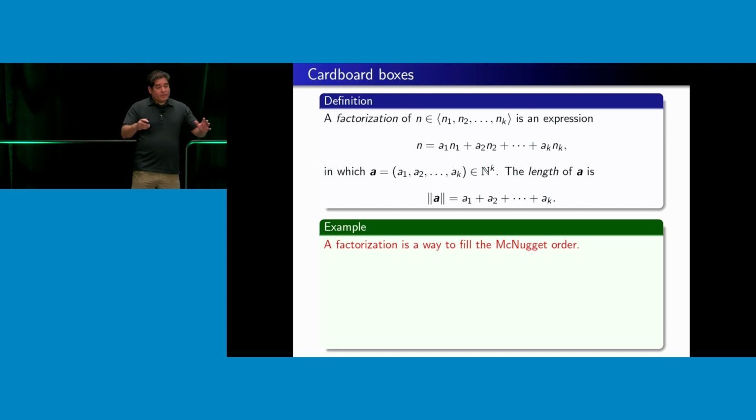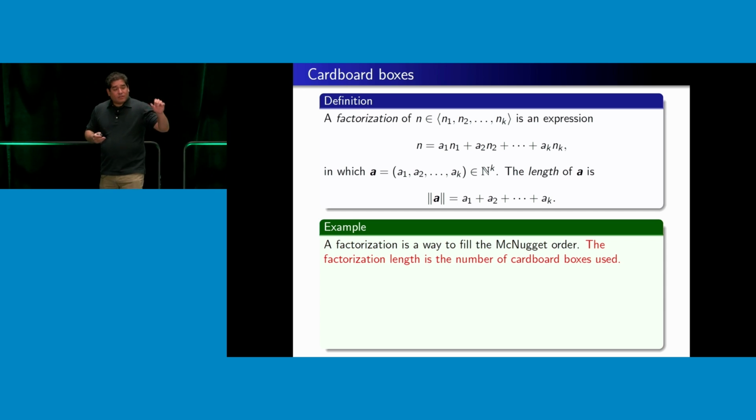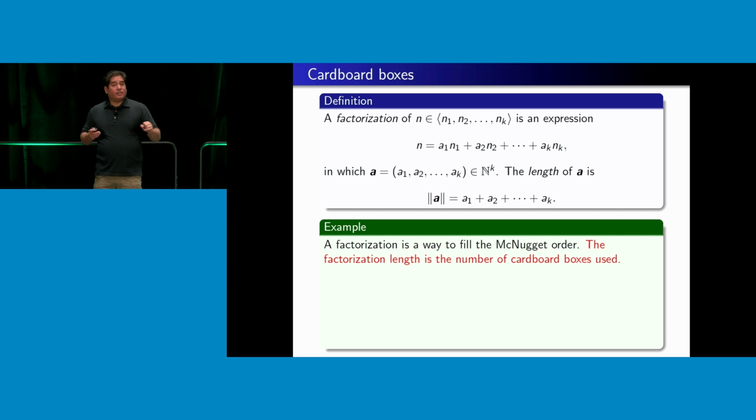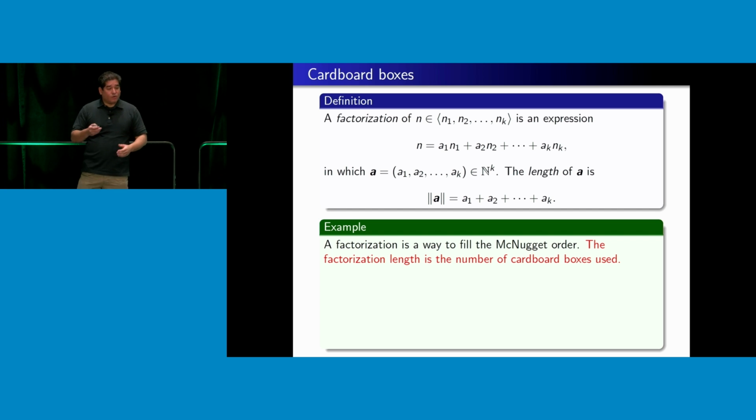And so the way you think about it is this. A factorization is a way for the cashier to respond and fulfill this order. And the factorization length, that is counting the number of boxes used when the cashier fulfills that order. So the factorization length is counting the number of cardboard boxes used in fulfilling that order.